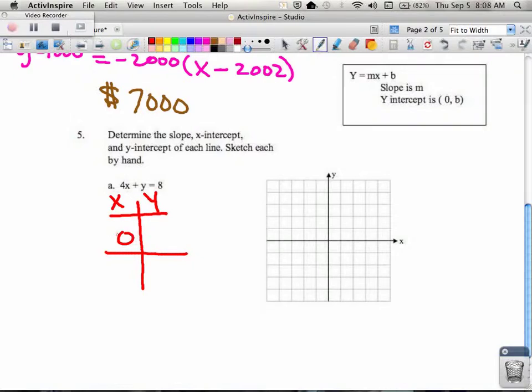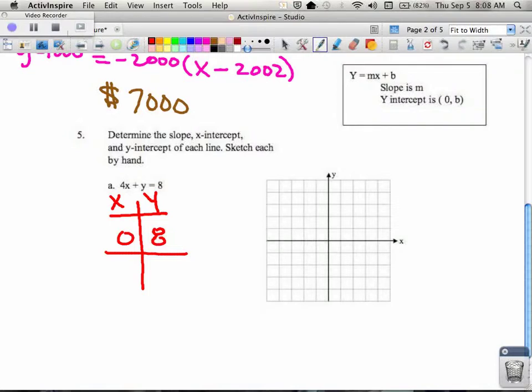So if I shove in a 0 for the x value here, what really is happening is the x thing disappears. And you know that the y equals 8. And so that's your y-intercept. That's where you're hitting the y-axis.